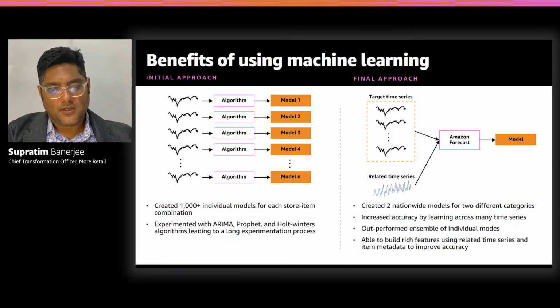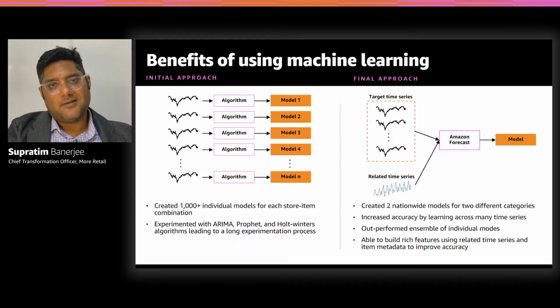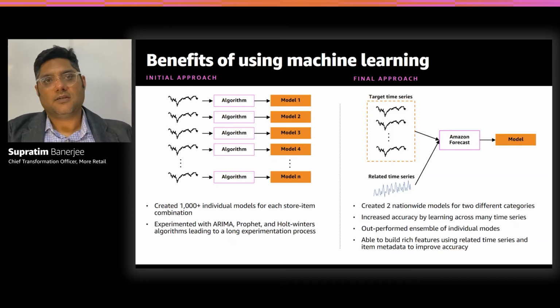And we experimented with ARIMA, we experimented with Prophet, we experimented with Winters. And they did give us a lift in accuracy, but we were probably in the 40-50% accuracy range. We finally landed on an ML based approach for demand forecasting for a couple of reasons. The first was we built two large national models for the different categories. This dramatically improved accuracy for us. It actually outperformed all the other individual 1,000 models and an ensemble of these.